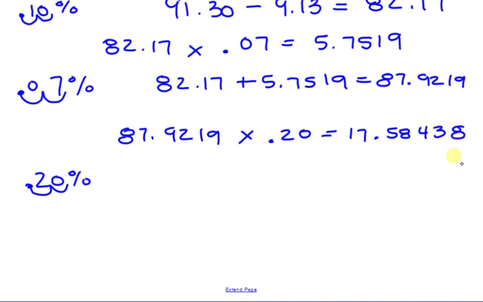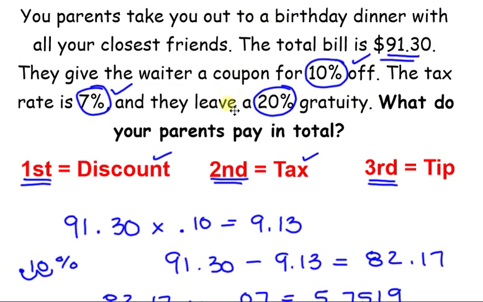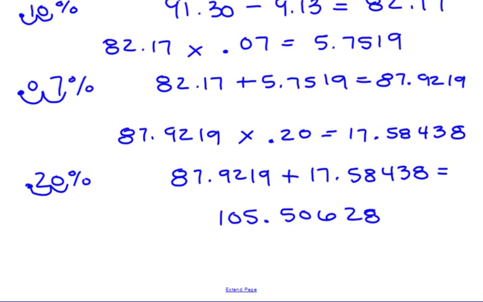Now, because it's gratuity, we add it to the bill. So 87.9219 plus 17.58438. Add those together. And you're going to get 105.50628. Now go back up here. That means I've taken care of my gratuity. Now I'm done. I'm ready to round.